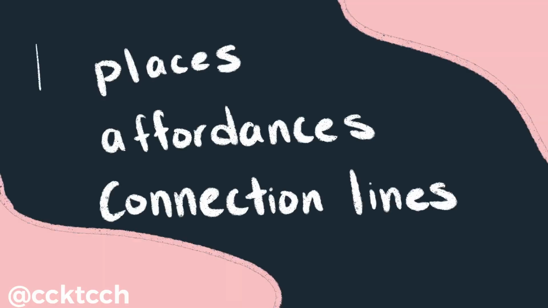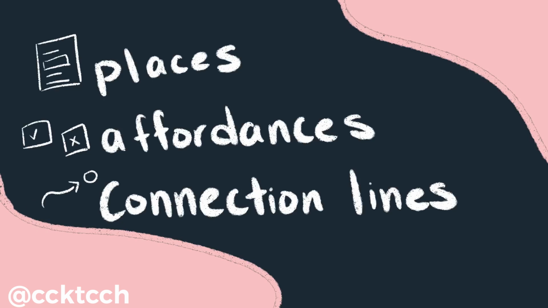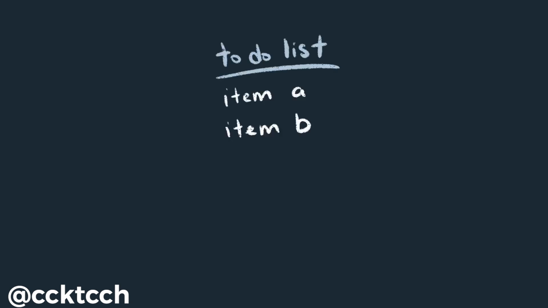Using only text, breadboards present three pieces of information: places, which are views or screens; affordances, which are interactable components like buttons, input fields, and even copy; and finally, connection lines, which show users how to use affordances to get to a place. To start off the breadboard for our to-do list, let's create a to-do list place, and for this example, we already have an item A and B in our list that act as affordances. From the to-do list, we are also able to create a new item.